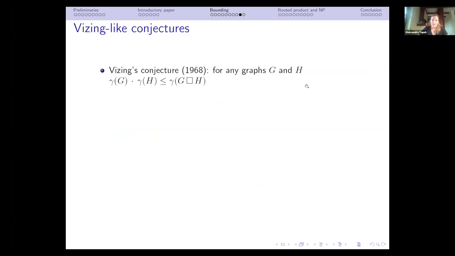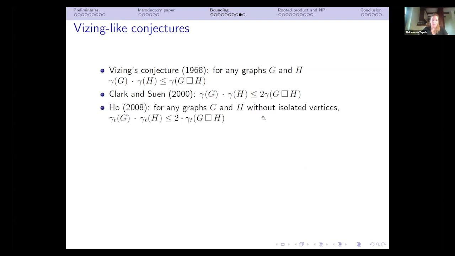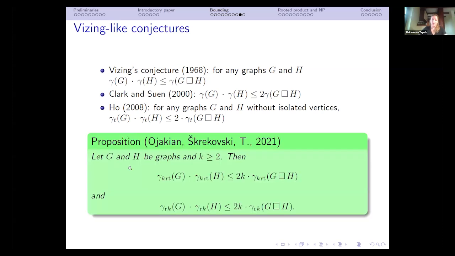Okay, you can see Ising's conjecture here once more. And I'm also sure that most of you at least know this result of Clark and Suen. Yeah, we have this factor too. This was proved. And a similar result just for total domination was proved by Ho. And now using his result and our bound on total domination, we obtained that this inequality holds, but not just for our new invariant, also for ordinary rainbow domination. Yeah, we have this inequality.